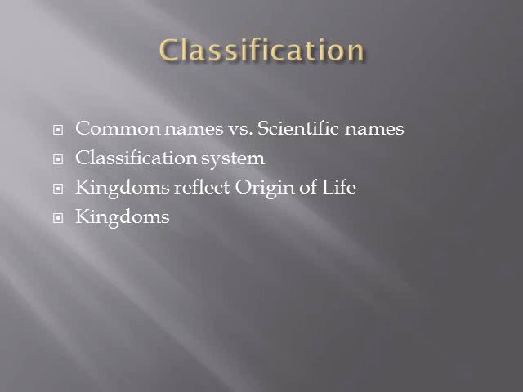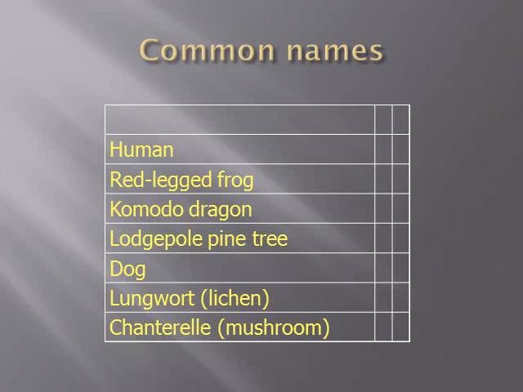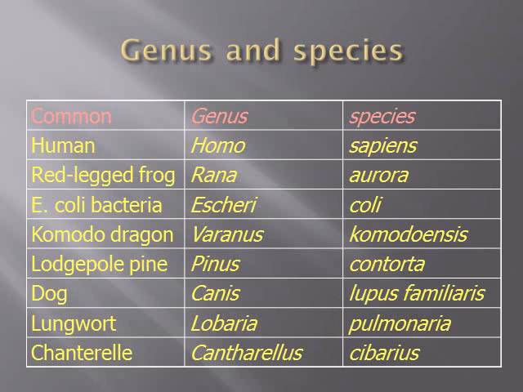And then we have kingdoms that reflect the origin of life, and we're going to talk a little bit about those kingdoms. So here are some common names. Human, red-legged frog, Komodo dragon, lodgepole pine tree, dog, lungwort, which is a kind of lichen, or chanterelle mushrooms. These are all names that you probably recognize because they're all in English, but they aren't necessarily what these are called commonly in other countries around the world.